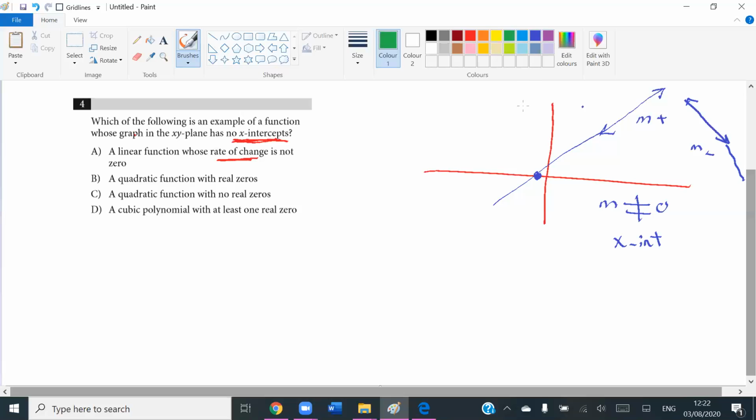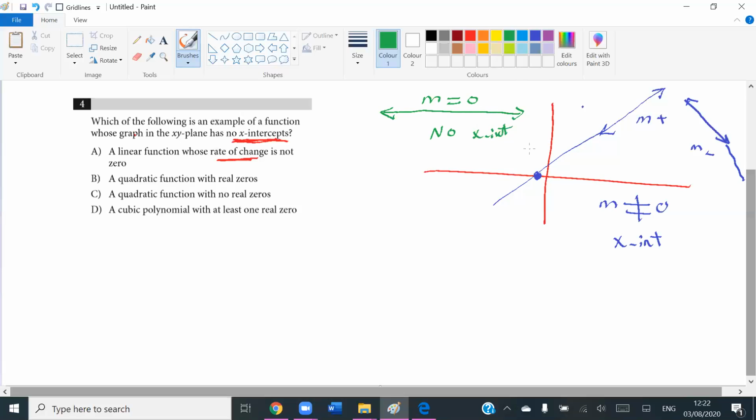But if we have a horizontal line like this, m equals 0, and if we extend the line, do we have any x-intercept? No, because they are parallel. So in this case, there is no x-intercept.